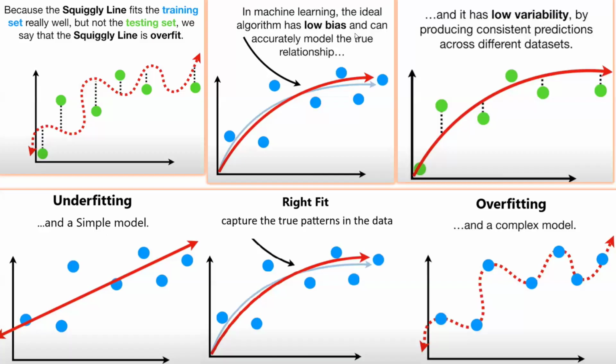That is one point. In machine learning, the algorithm has low bias and accurately models the true relationship. So for a good model, how does it look? It should have high bias or low bias? Overfitting has low variance or high variance? This has low bias, right? Because the sum of squared errors is 0. And this has low bias and low variability.